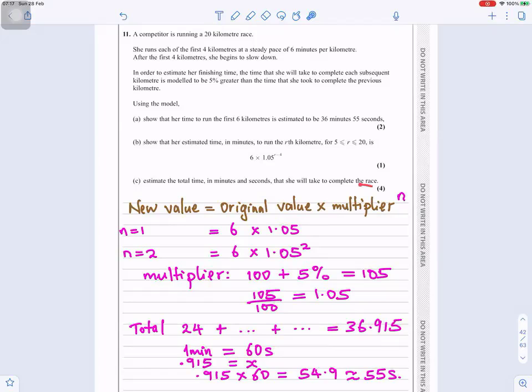And how did we get the multiplier? You add 100 to the 5% and you divide by 100. So 5 plus 100 gives you 105, and 105 divided by 100 gives you 1.05. So you can get your total, and 1 minute is 60 seconds. So 0.915 minutes is 0.915 times 60, which is 54.9, which is approximately 55 seconds.